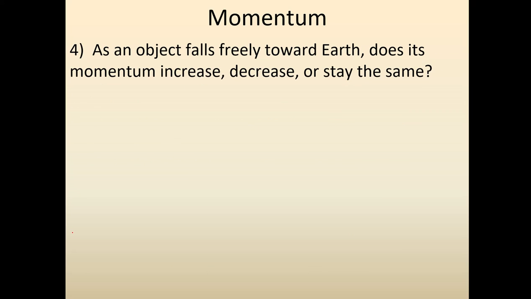Here's the next question. Pause the video for itself and we'll go over in a second. All right, so as the object's falling towards the Earth, it wants to know what happens to the momentum. So remember, the momentum equation is P equals mv. So we have to look at what's happening to both the mass and the velocity. Now, the mass doesn't change as the object falls. The mass stays the same.